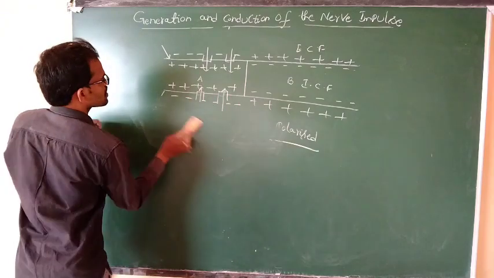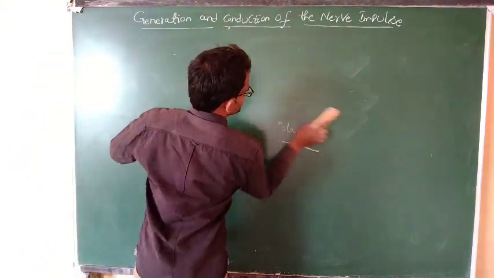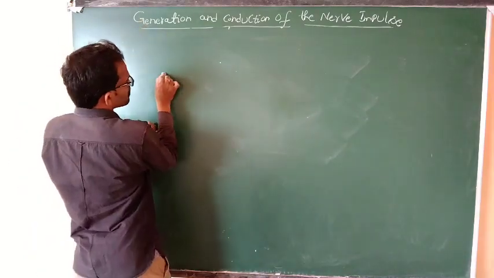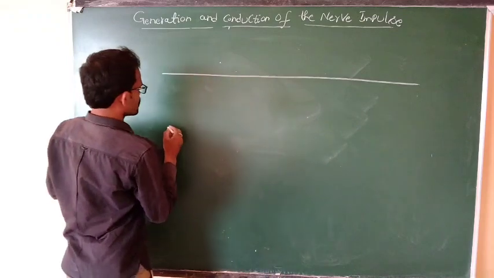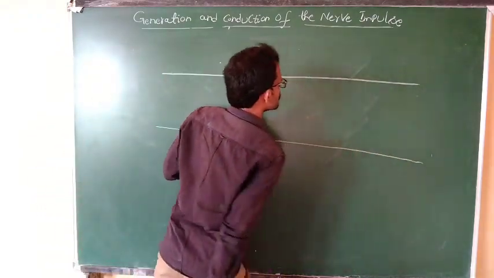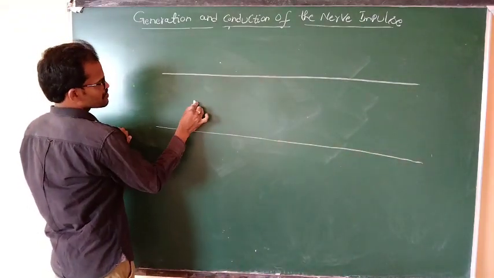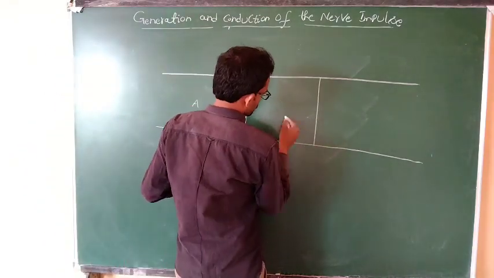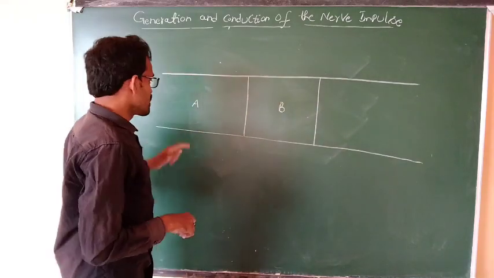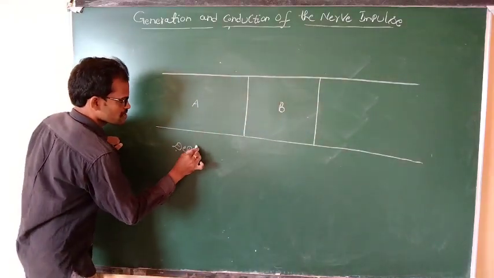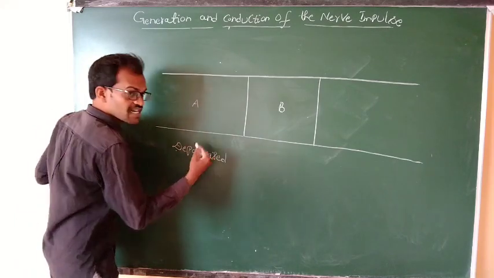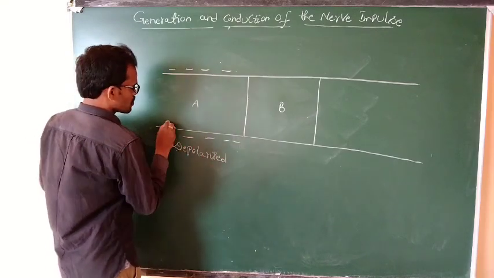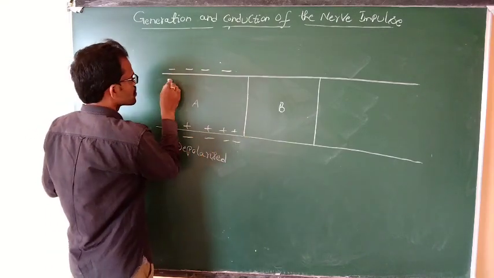See here. Next one, they indicate here. Outside, for example, they indicate A. They indicate B. A means depolarized. Depolarized means outside negative, inside positive.